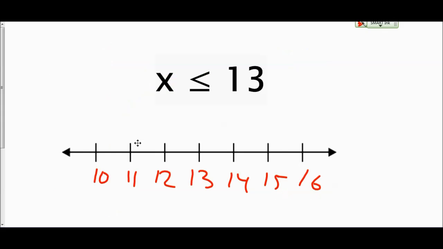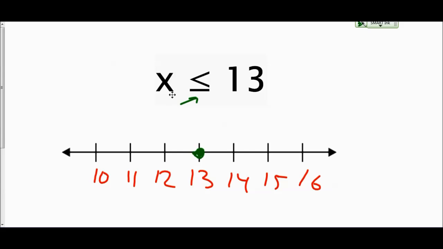Now, looking at this inequality, how do I know which way to make the arrow? So let's see. Let's start with determining whether it's going to be an open or closed circle. So I see right here that I have the equal to sign. So I know I'm going to make a closed circle at 13. So let me go ahead and do that. There's my closed circle at 13.